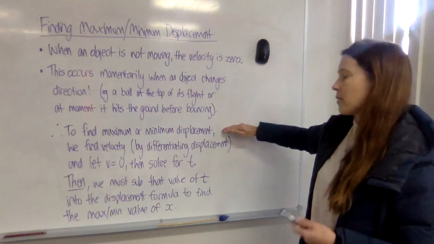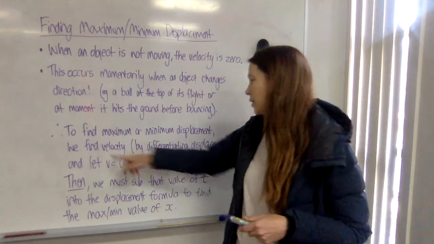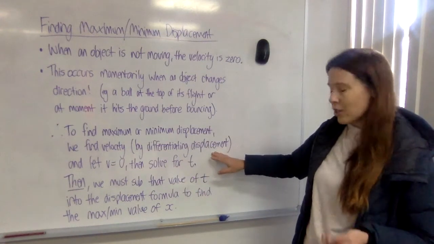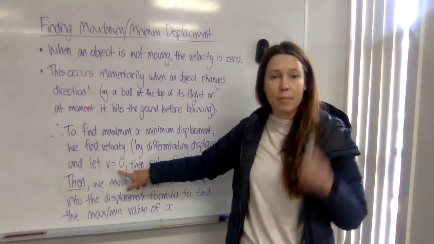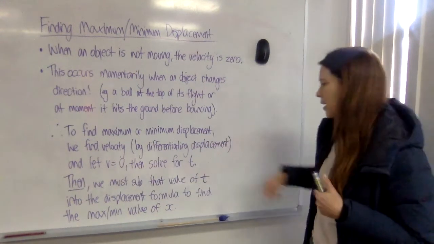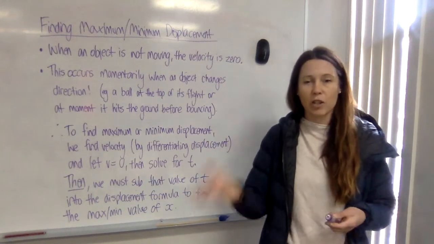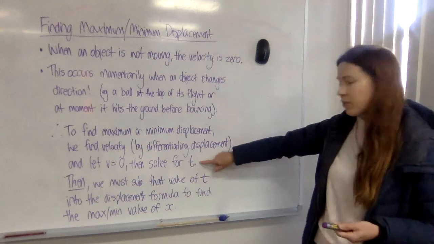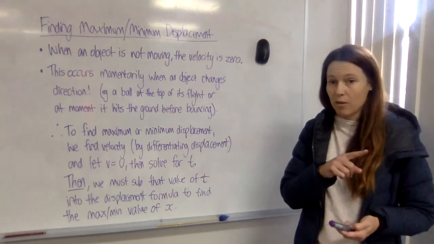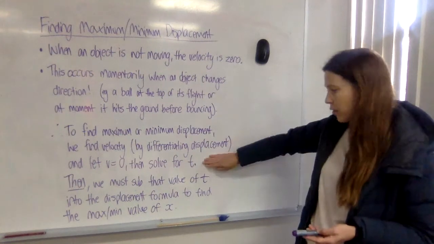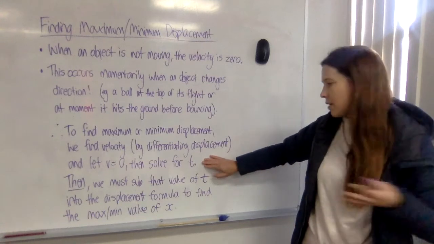Now, to find our maximum or minimum displacement, it's a two-step process. We need to find velocity, and we find that by differentiating the displacement. And we need to let it equal 0 to find that moment when it's stopped. And then we need to solve for t. Now, your formula for velocity will be in terms of t. That means when you solve it for t, you're only finding when it was stopped. You weren't finding where it was when it was stopped. So the first step is to find when did this happen? At how many seconds into the experiment did this happen?